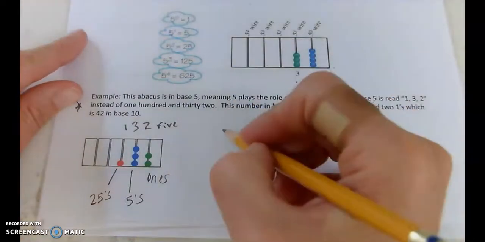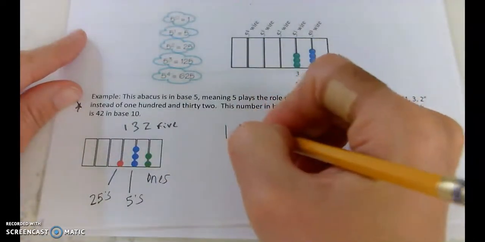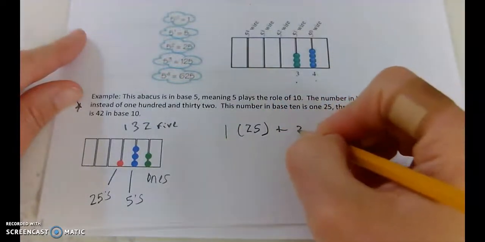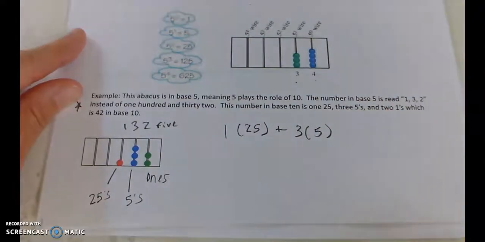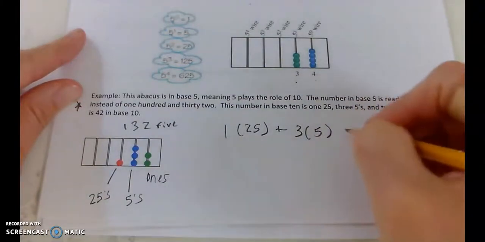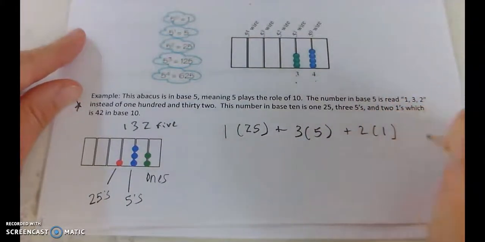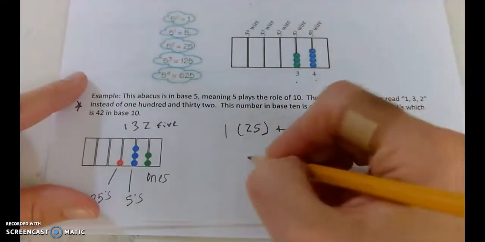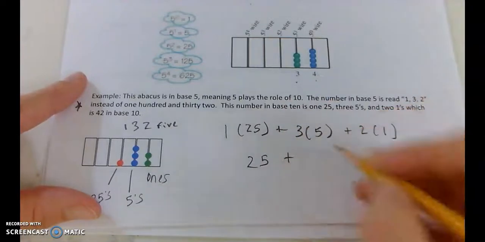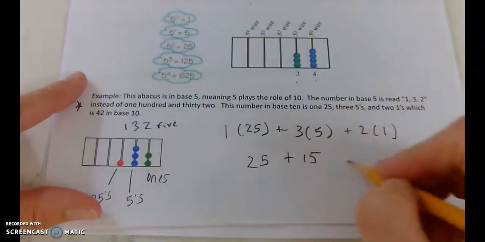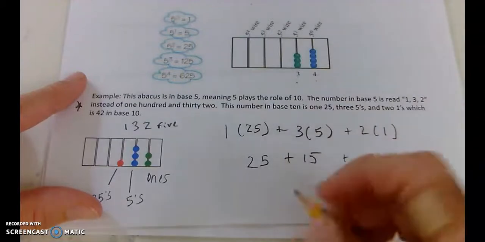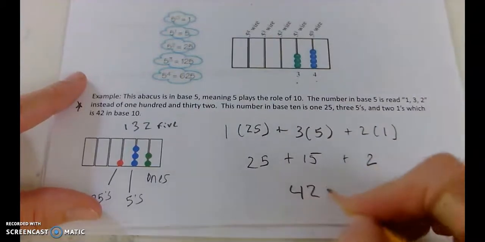So what do I have? I have 1 25. I have 3 5s, and I have 2 1s, like this. And so going to base 10, it's going to look like 25, right? Plus 3 times 5 is 15, plus 2, and this is 40 plus 2, I'm going to get 42 in base 10.